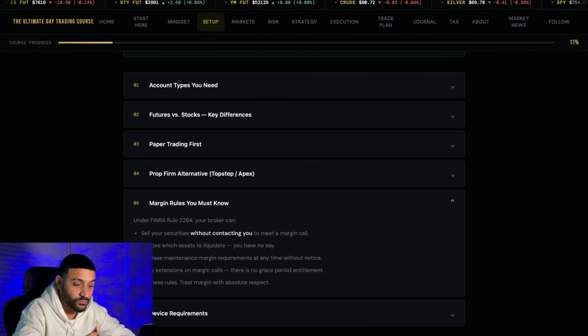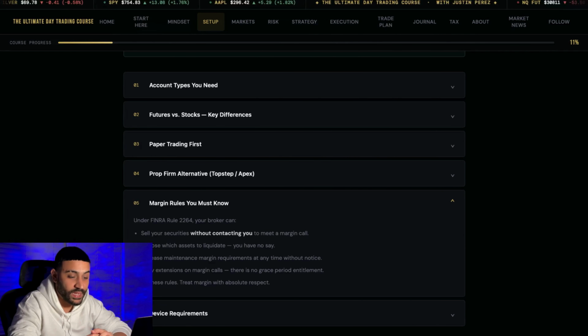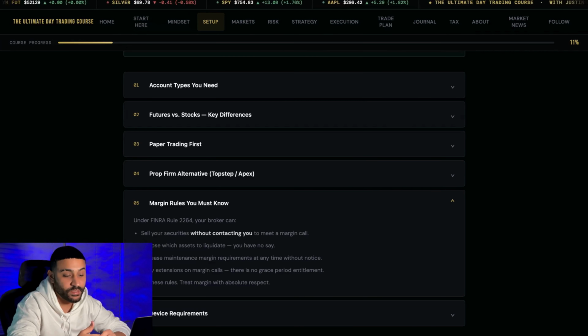Under FINRA Rule 2264, your broker can sell your securities without contacting you to meet a margin call. Choose which asset to liquidate, and you have no say. Increase maintenance margin requirements at any time without notice. Deny extensions on margin calls. There is no grace period entitlement. Know these rules. Treat margin with absolute respect, guys.